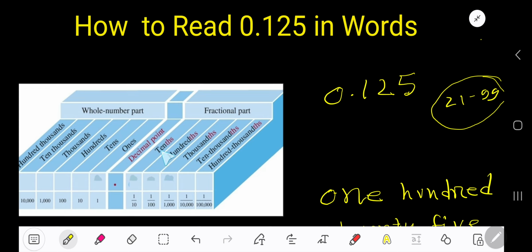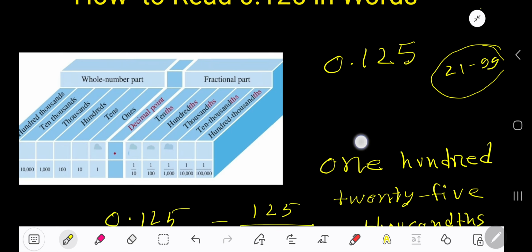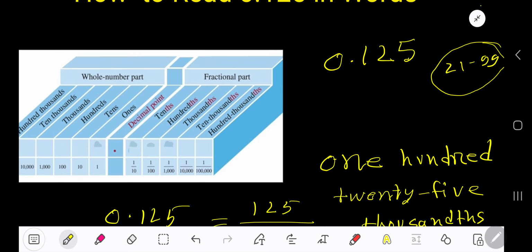Look, after the decimal we have the tenths column, hundredths column, and thousandths column. In the tenths column we have 1, in the hundredths column we have 2, in the thousandths column we have 5. So first, say this as a whole number, ignoring the decimal.